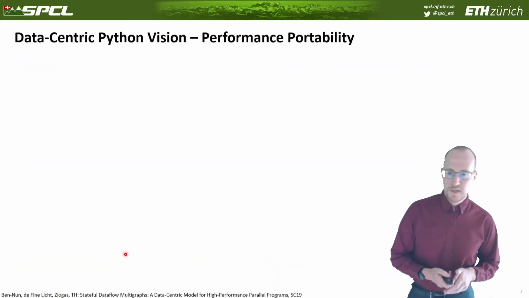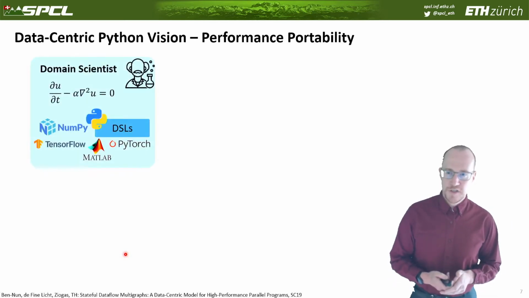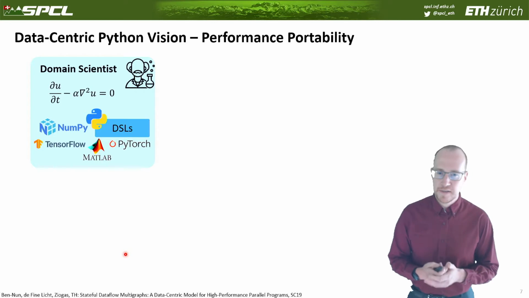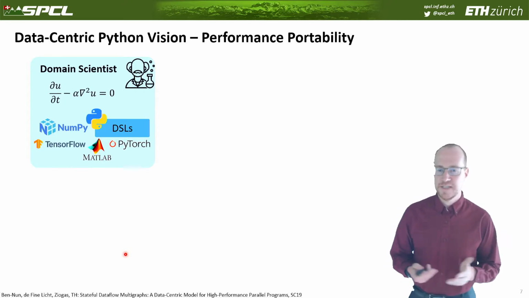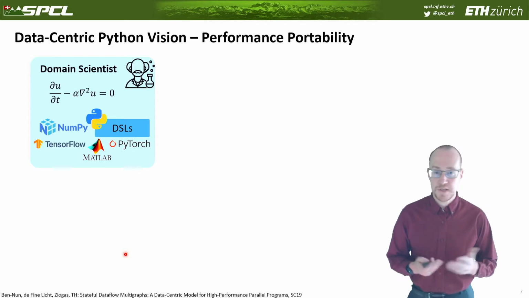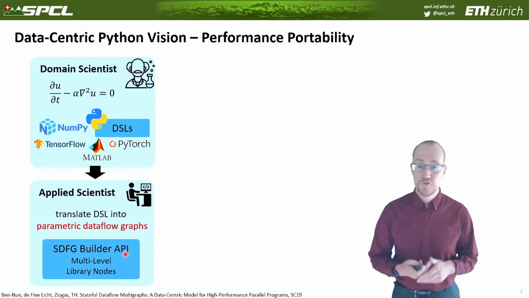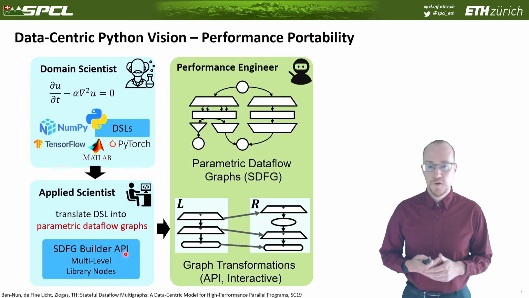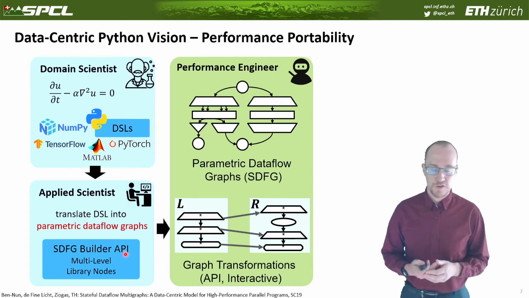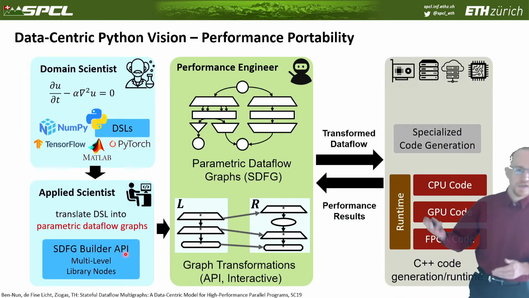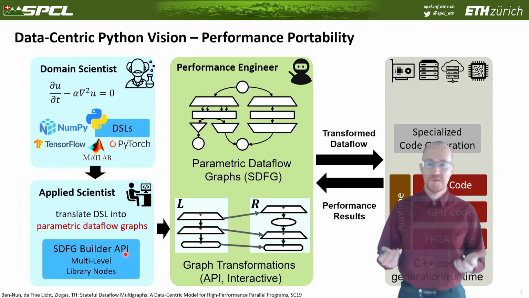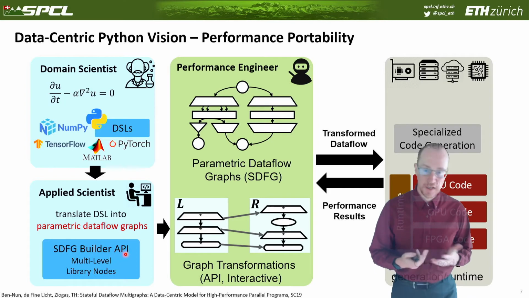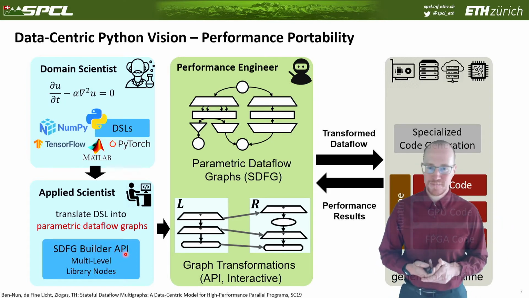Okay, so this is really how it works, but how does the vision actually work? And I think you got it by now. We have a domain scientist who works at a very abstract level, at the DSL level, NumPy, TensorFlow, PyTorch, MATLAB, some high-level DSL. Then we have an applied scientist who translates this, so this is us in this case. And then we have performance engineers, and this would be you again, who works on this internal representation, the Dataflow representation, to make it more amenable to specific target devices. And then we just have a code gen. So a code gen is really just spitting out CPU code, GPU code, and FPGA code at the end in terms of C++ code generation.